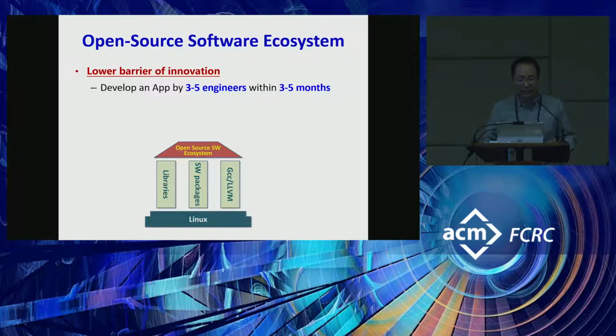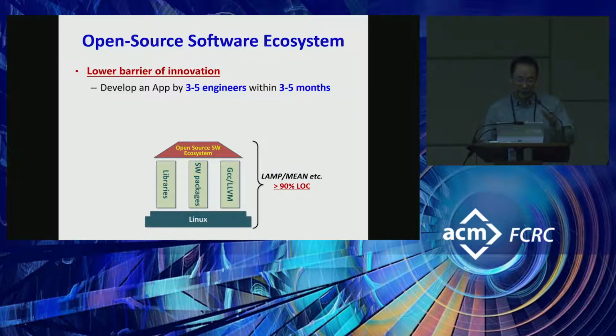Today, it's very easy to build a smartphone app with just 3 to 5 engineers within 3 to 5 months. If you look at Beijing, it's easy to find such a small group to build an app with just tens of thousands of RMB. It's very, very cheap. This is because we have the open source software ecosystem.